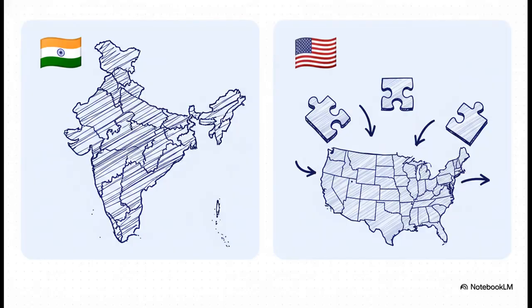So think about the United States. It's a federation, because independent states came together and agreed to form a country. India is the total opposite. It's a union. The states didn't come together to create the nation. The nation was formed first, and it holds the states together in a bond they literally cannot break. The union created the states, not the other way around.